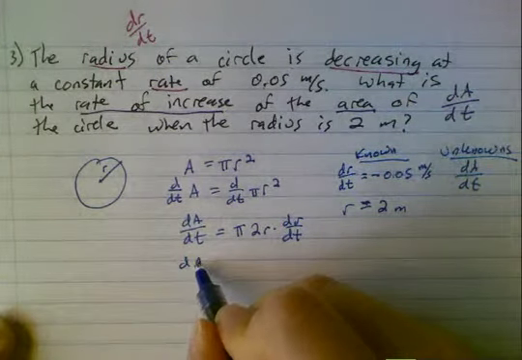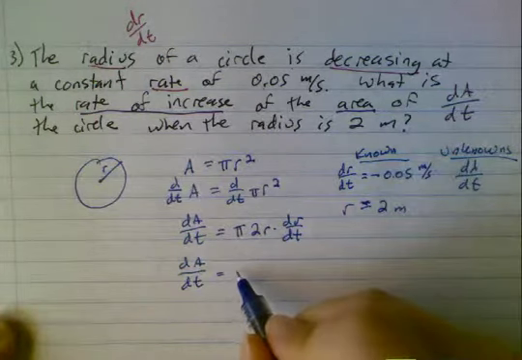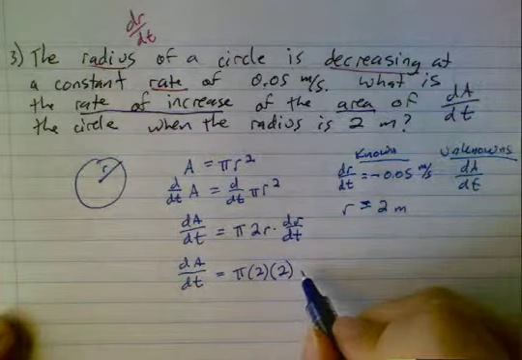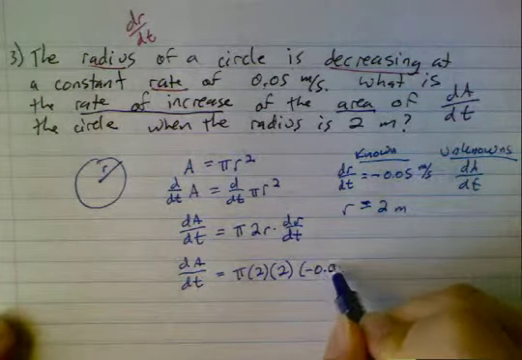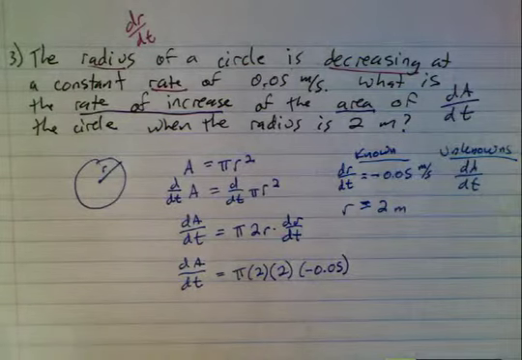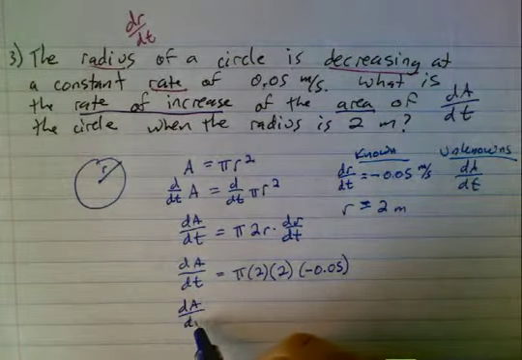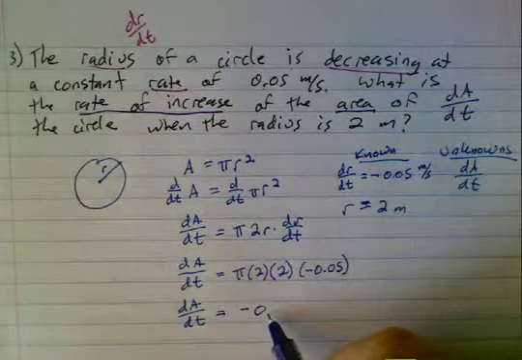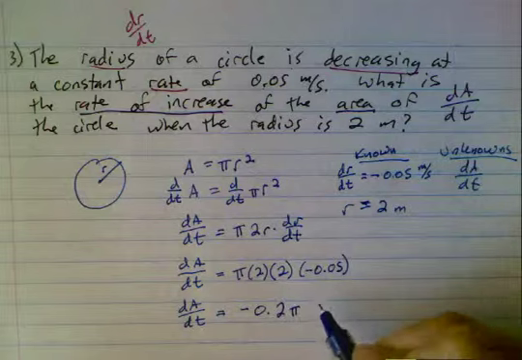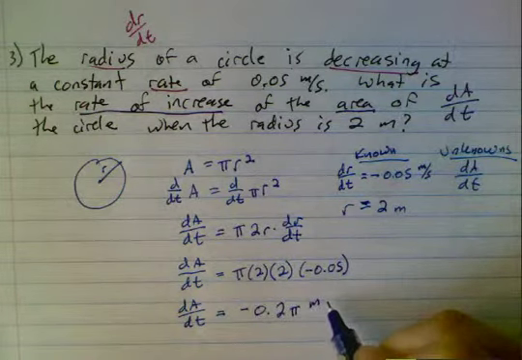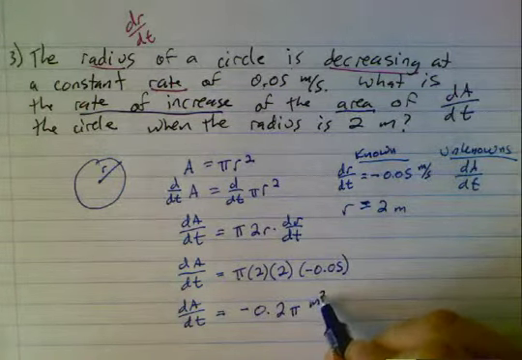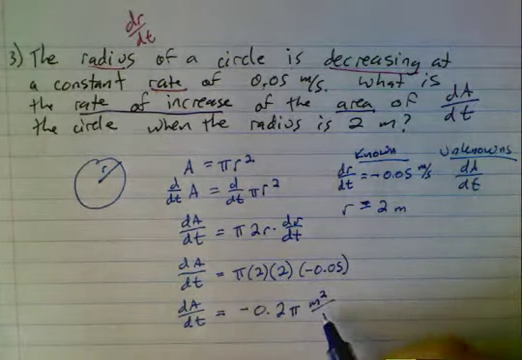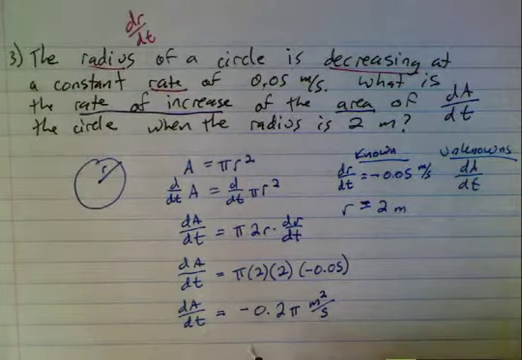Okay. So we can plug this in. Pi times 2, r is 2, dr dt is negative 0.05. And if we multiply all that together, that's negative 0.2 pi meters squared, because that's the units for area, divided by seconds, because that's our units for time.